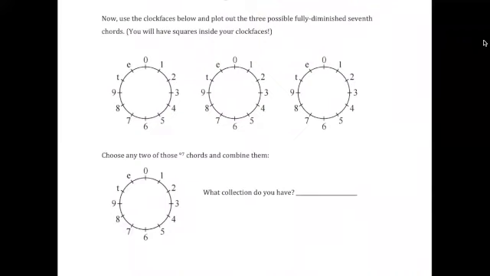What I'd like you to do, we are going to together plot a fully diminished 7th chord on this first clock face. I'm going to arbitrarily choose my favorite one. And yes, I do have a favorite fully diminished 7th chord. And that is the one that begins on C sharp. So pitch class 1.